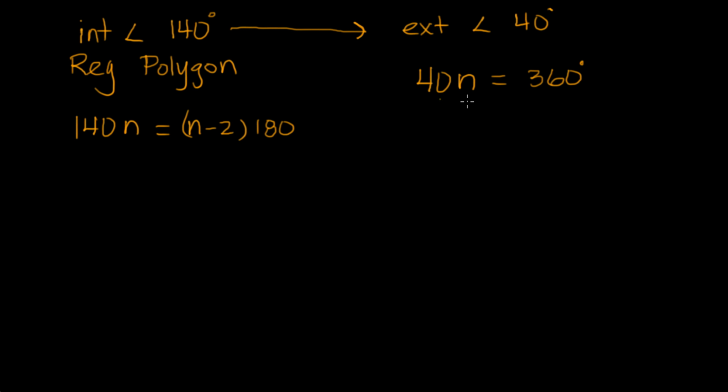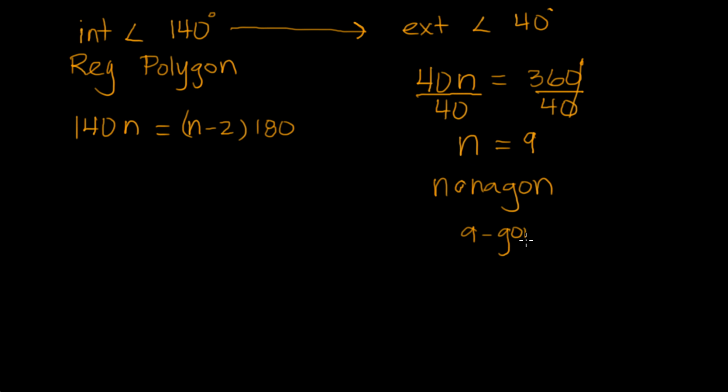We can solve either of these two equations, but you'll notice that this equation here is going to be much simpler, but it is a much more difficult thing to understand because it's talking about the exterior angles when the question was talking about the interior angles. It's just a different approach to the problem though. So we divide both sides by 40 and we get n equals 9. So we're talking about a nonagon, a 9-sided polygon, or the 9-gon.